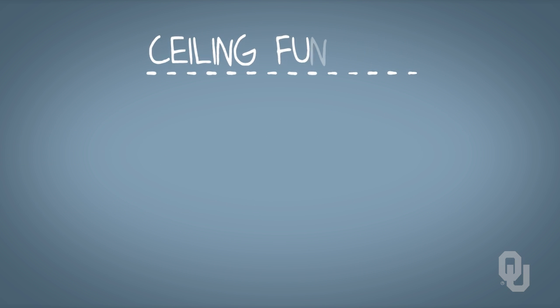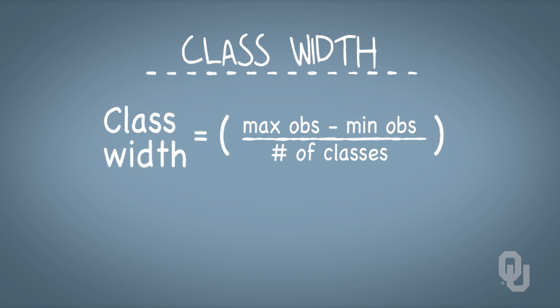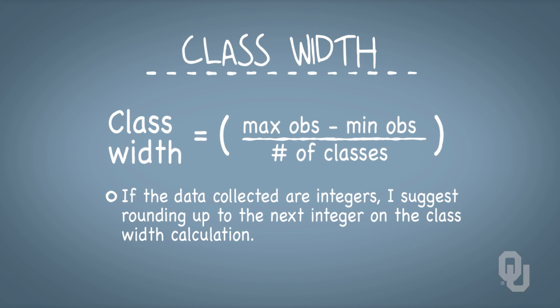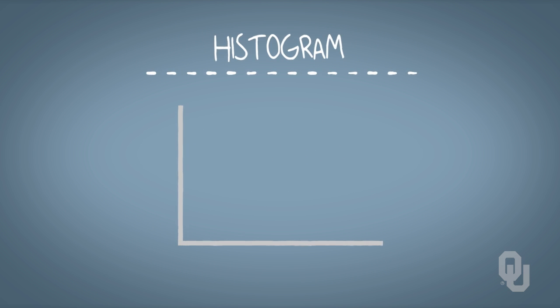The width of each class is found by taking the range of the entire sample of observations, the maximum value minus the minimum value, and dividing by the number of classes. If the data you've collected are integers, I suggest rounding up to the next integer on the class width calculation as well, to make sure all values are included in the histogram. The histogram is then constructed as follows. Take the minimum observation from the sample, or perhaps round down to the nearest integer, such that the bounds of the histogram are integer values.